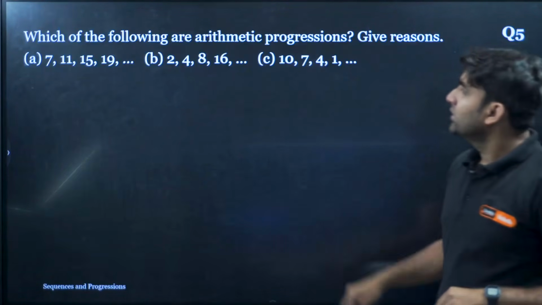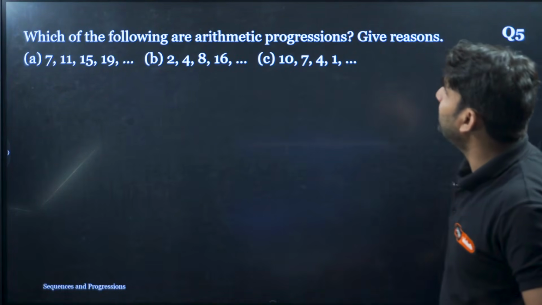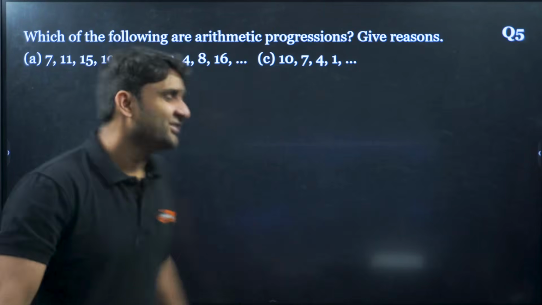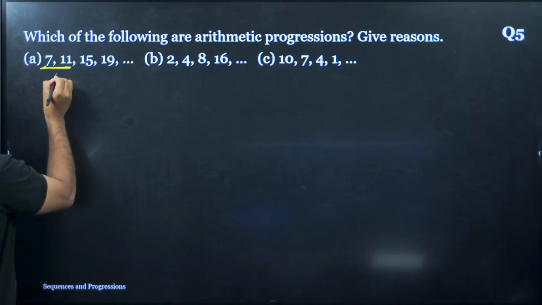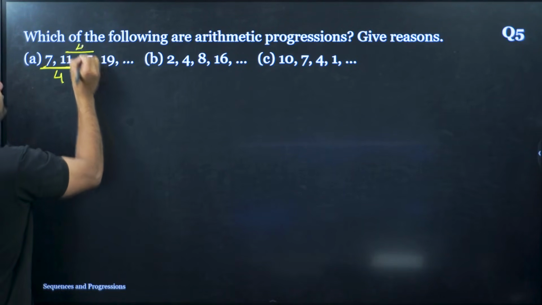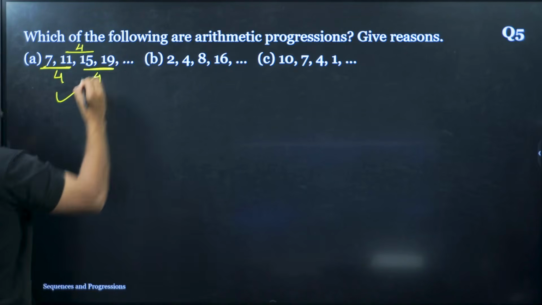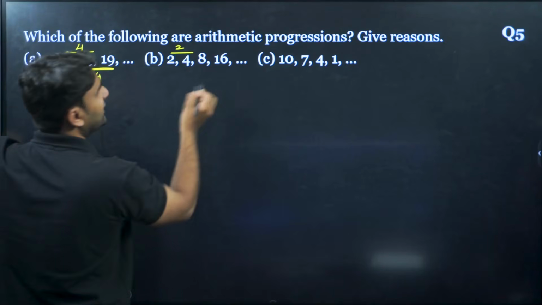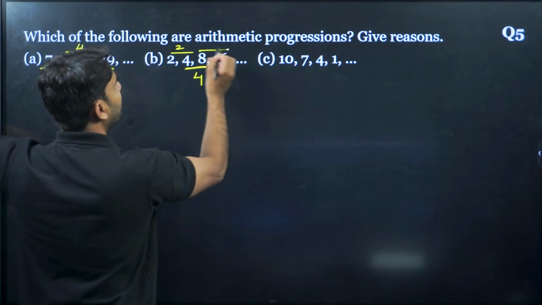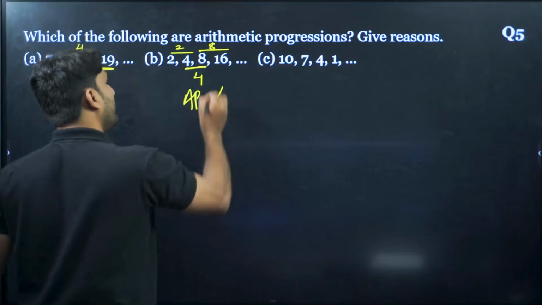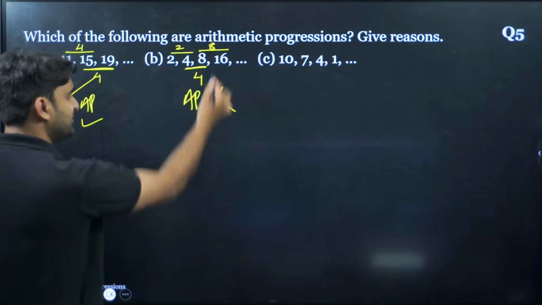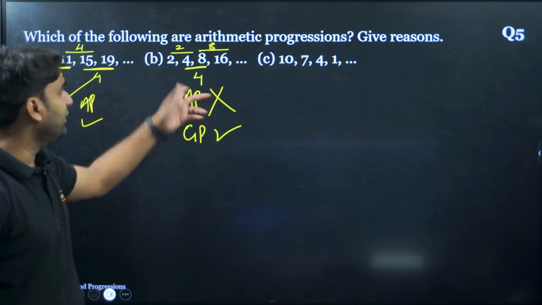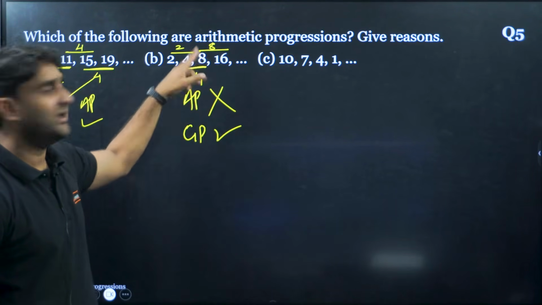Moving ahead. Okay, next question number 5. Which of the following are arithmetic progression? This is very easy question, yaar. So find out the common difference. Here the difference is 4. Here difference is 4. Here difference is 4. So this is AP. Second, here the difference is 2. Here the difference is 4. Here the oh my god. So this is not an AP, but this is GP. Because the numbers are increasing in multiplicative form. 2 into 2 is 4. 4 into 2 is 8. 8 into 2 is 16.